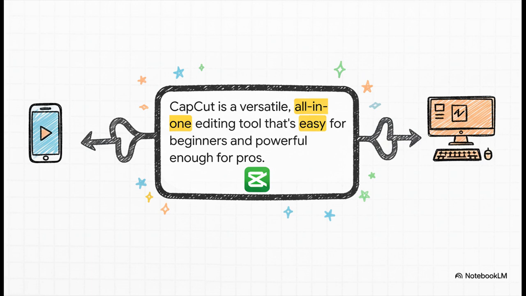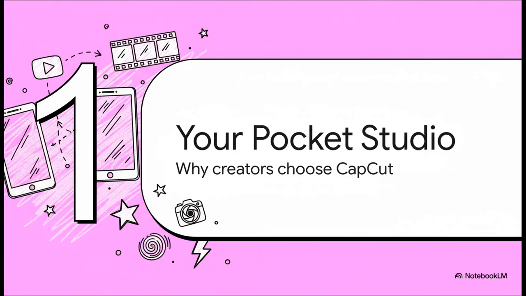Seriously, it's this all-in-one tool that's simple enough to whip up your very first TikTok, but it's also got enough muscle for a seasoned YouTuber who just needs a super fast, efficient way to edit on the go. Okay, so your Pocket Video Studio. We're going to talk about what makes CapCut the go-to editor for millions of creators. So what is it that really makes this thing such a game changer? It's way more than just being free. Let's dig into why this little pocket studio has become like the secret weapon for so many people.